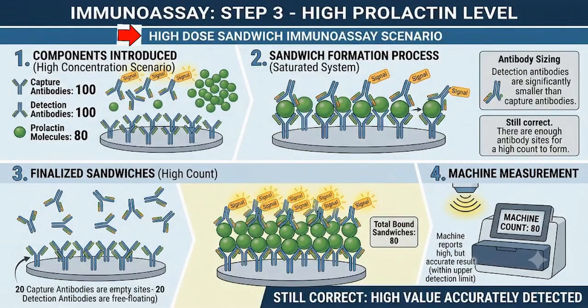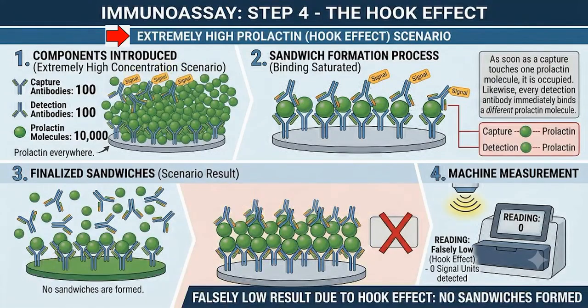Step 3. High prolactin level. Now suppose there are 100 capture antibodies, 100 detection antibodies, 80 prolactin molecules. Still, plenty of sandwiches can form. The machine detects many sandwiches and reports a high prolactin level. Still correct.